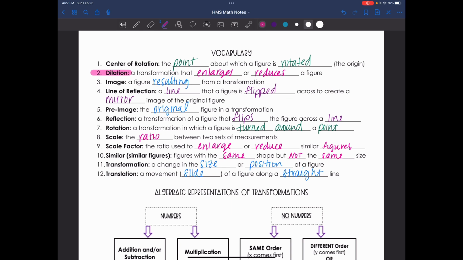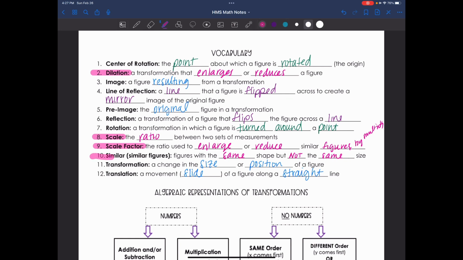We have number 8. We dilate using a scale, which is the ratio between two sets of measurements. Sorry, I was actually confusing that with scale factor, which is the ratio used to enlarge or reduce similar figures. A scale is the ratio between two sets of measurements. A scale factor is a ratio used by multiplication. Let's add that in there. By multiplication. Multiply. If you could fit the whole word multiplication on there, that'd be great.